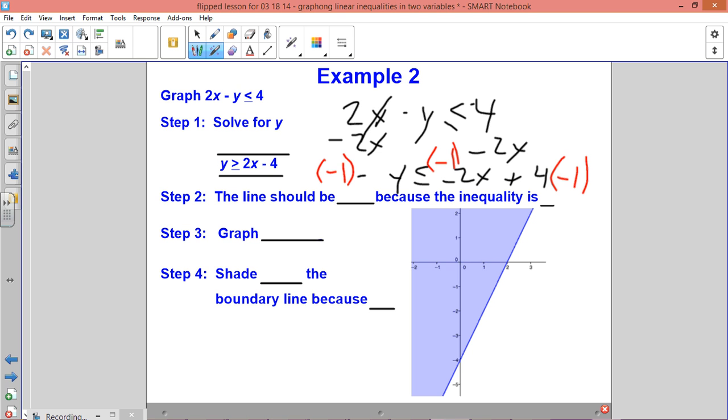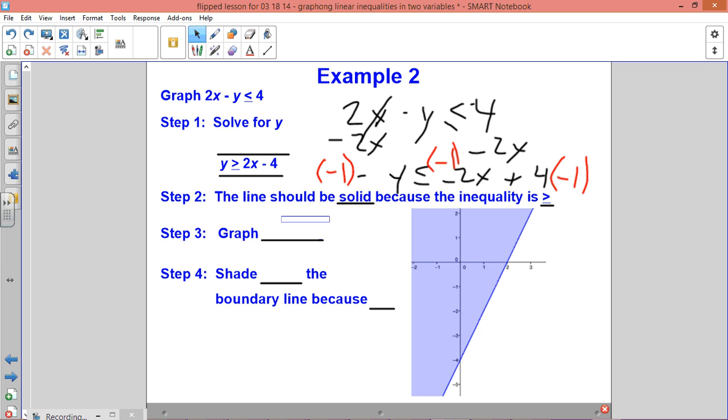Notice what just happened here. I had this sign here, but what happens when you multiply both sides by a negative? The sign flips. You cannot forget that. That's very, very important. Okay, now we need to decide what kind of line we have. Because it's greater than or equal to, the line should be solid because I can equal that line.